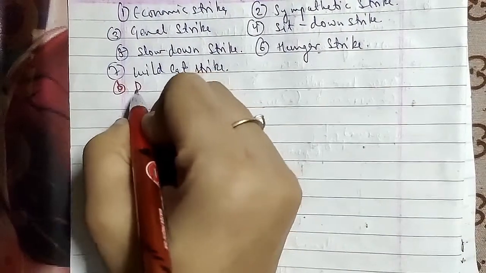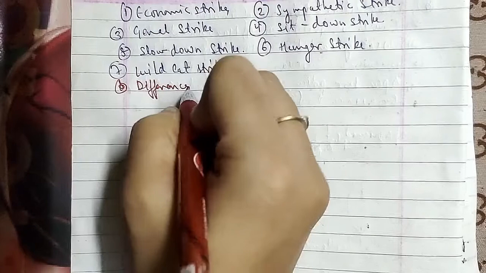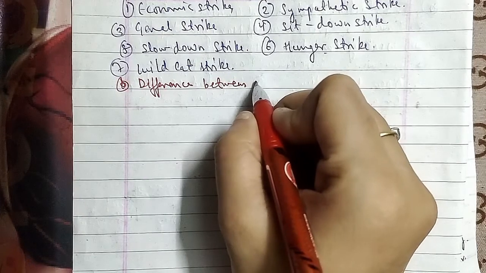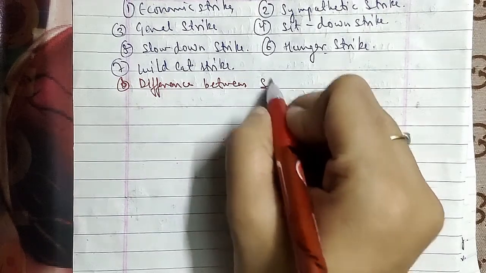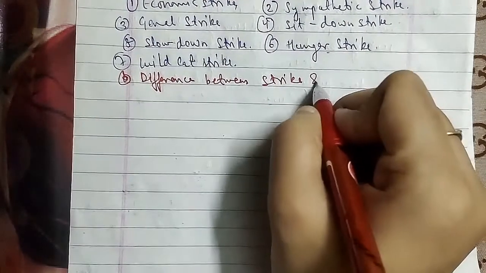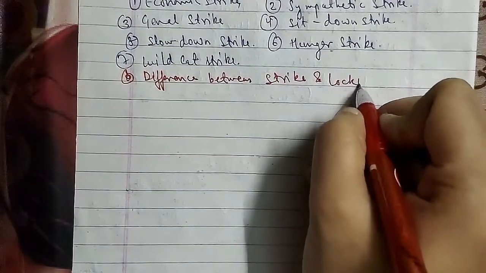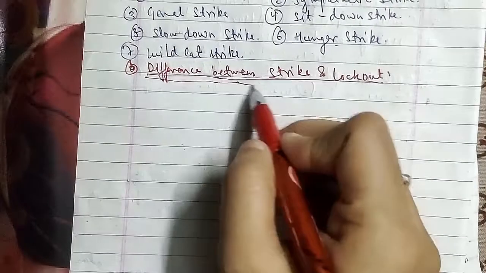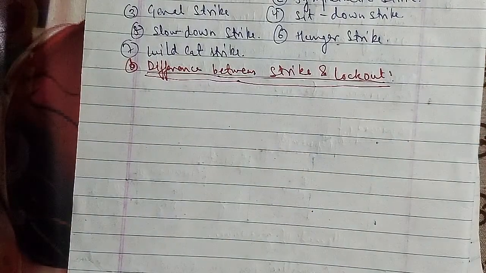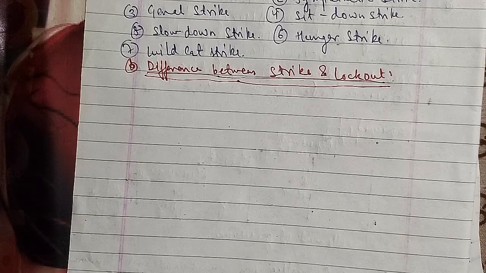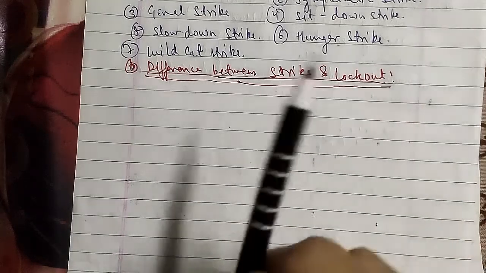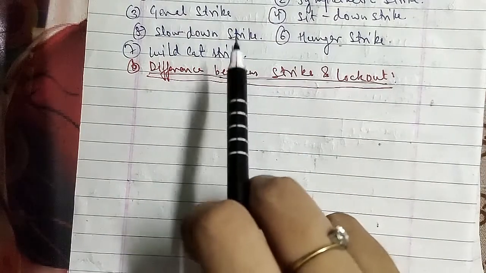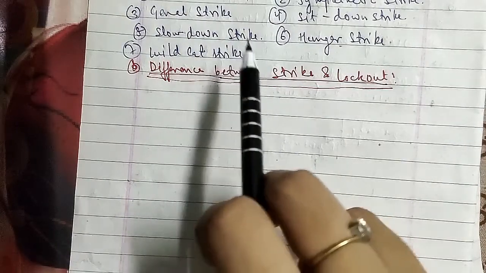Difference between strike and lockout. Strike is a weapon in the hands of the laborers to force the management to accept their demands, and similarly the lockout is a weapon in the hands of the management to coerce the laborers to come down in their demands relating to the conditions of employment.